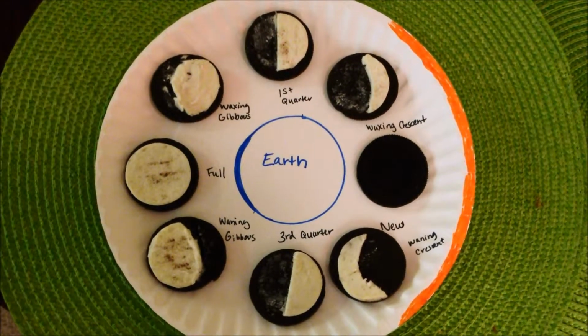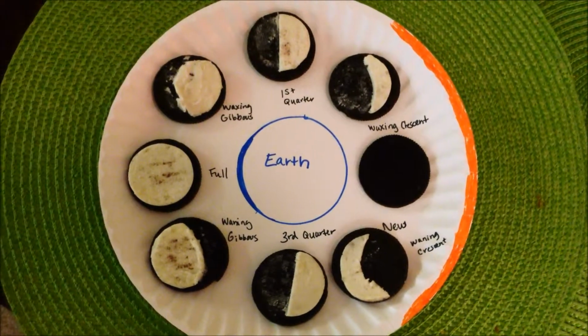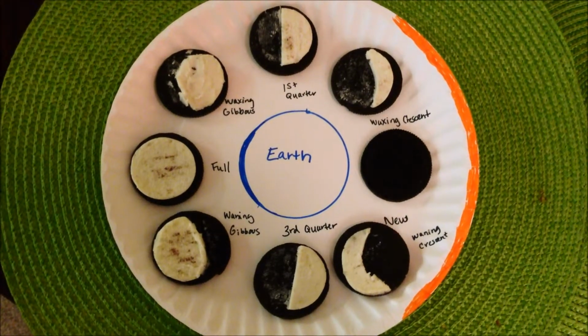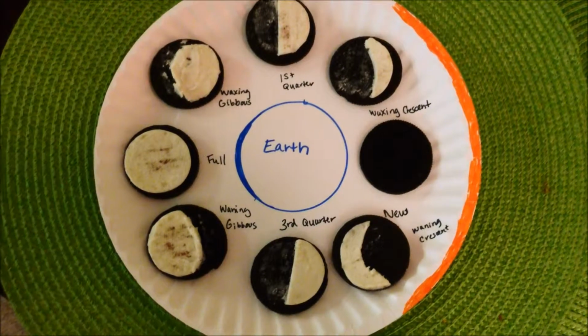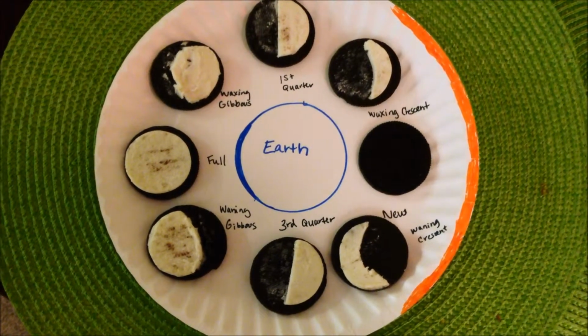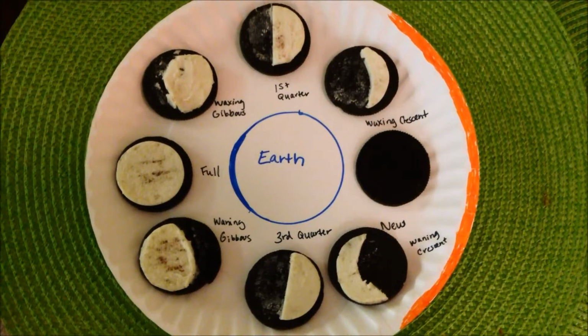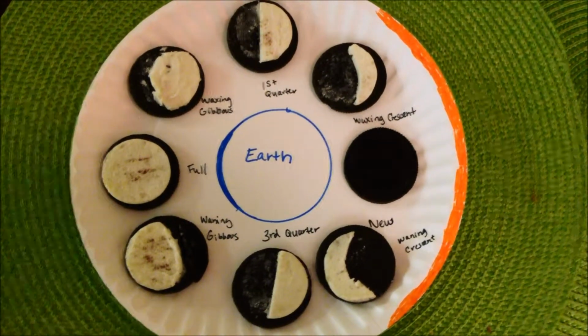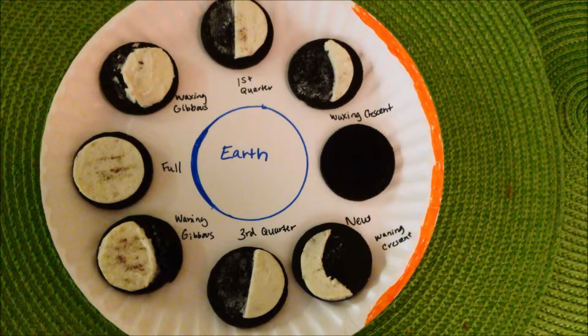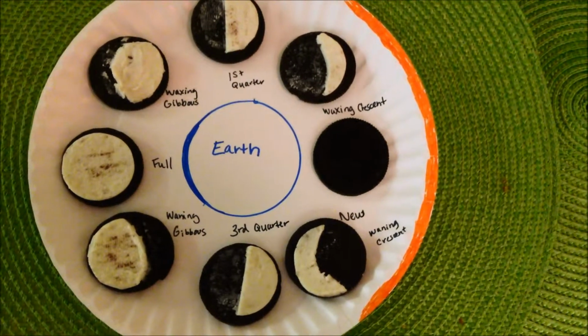Here we have a diagram of the lunar phases with our favorite snack. The new moon occurs when the moon is positioned between the Earth and the Sun. The three objects are in alignment. The back side of the moon is lit by the Sun, and that is the part we can't see, so the moon appears dark.